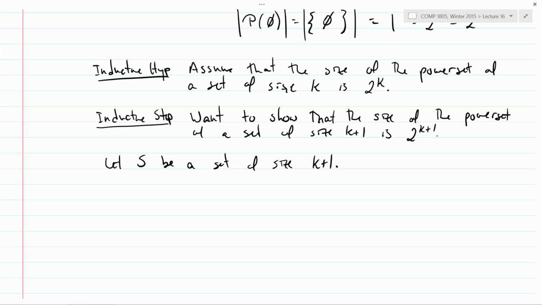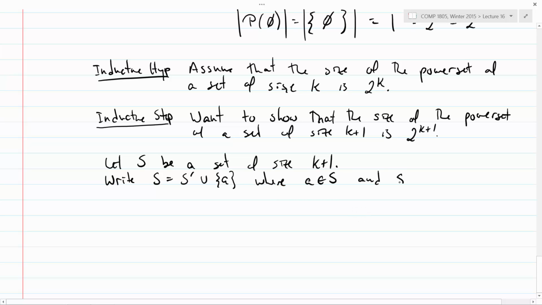And the thing I'll do to it is take an element out of it. So what I'll do is I'll write S equals S prime union A, where A is just some element. So where A is in S, and S prime is just S minus A.